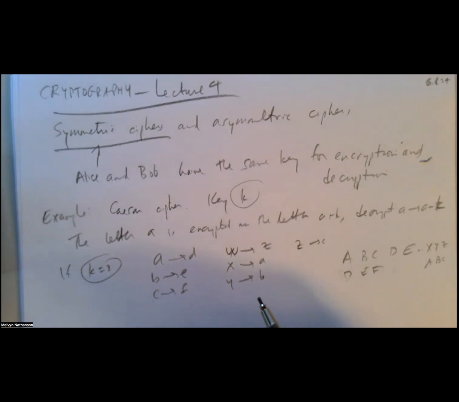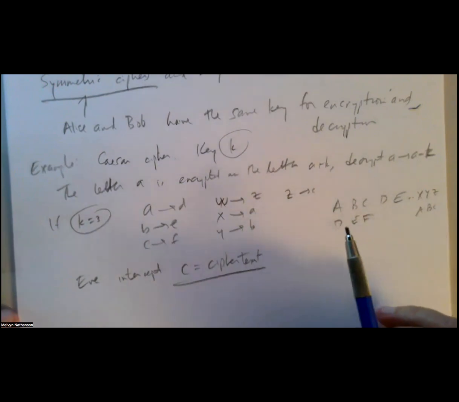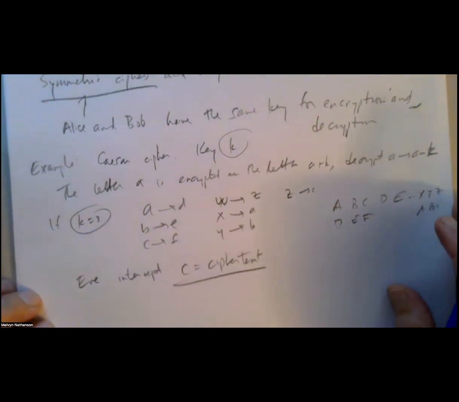Now, if Eve intercepts the ciphertext, she can try every translation. There are only 26 translations, and she will actually be able to figure out what message makes sense, and she'll be able to decipher the text. So this is not the world's greatest cryptographic method. In fact, it's one of the worst, but it is symmetric. This is one example of a symmetric cipher.